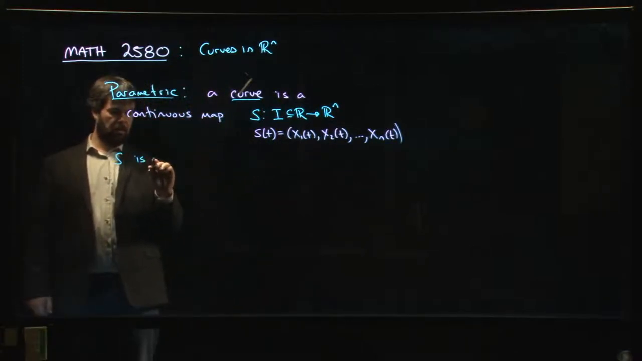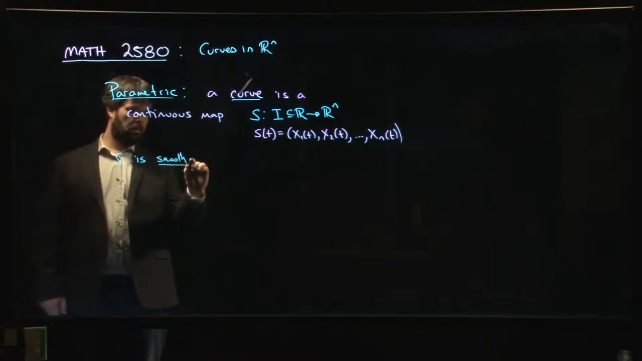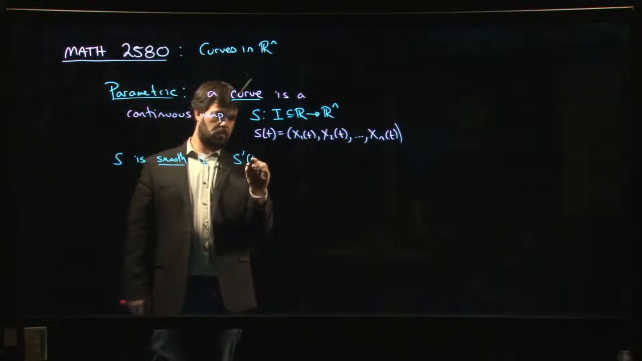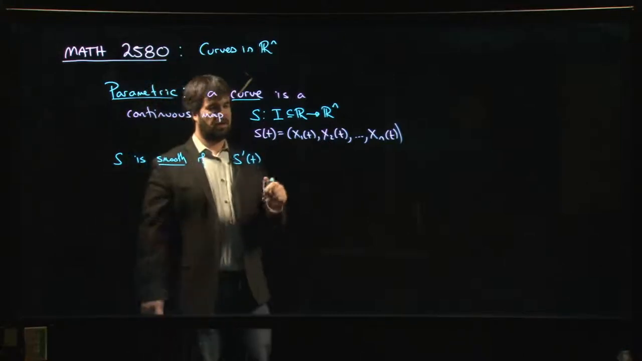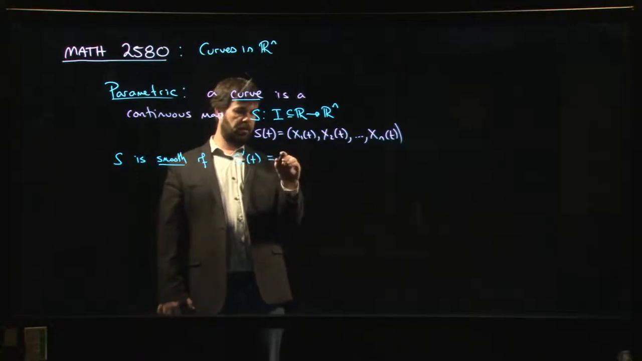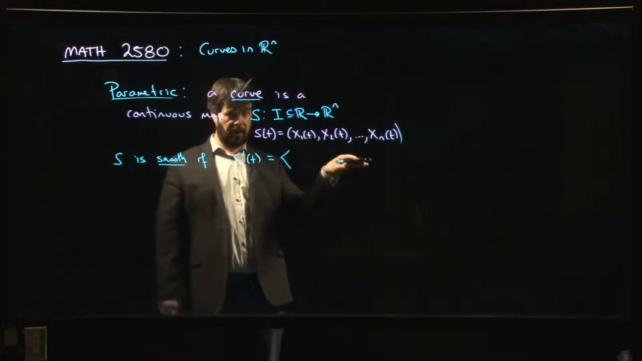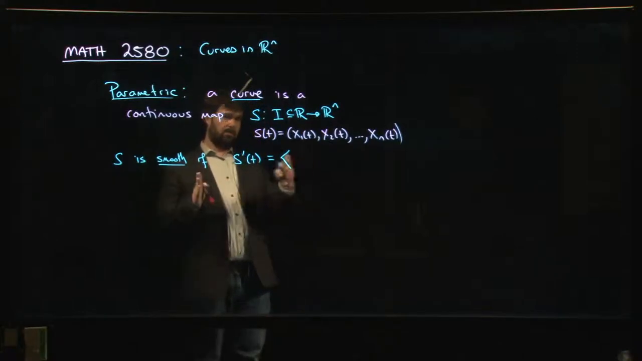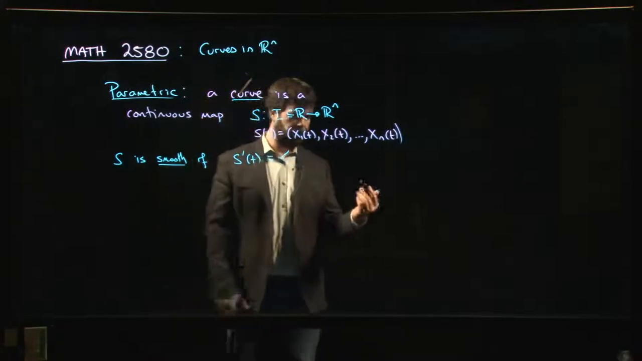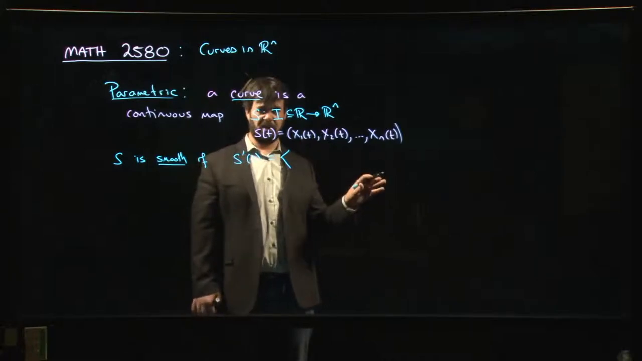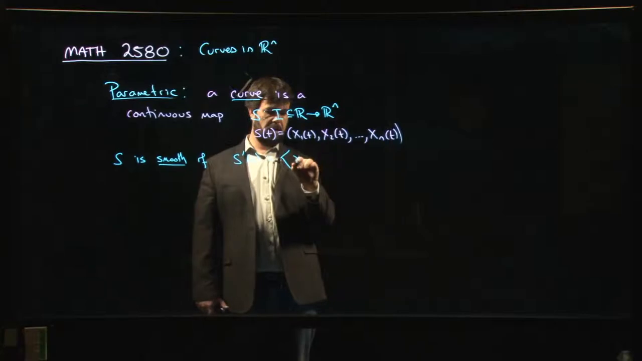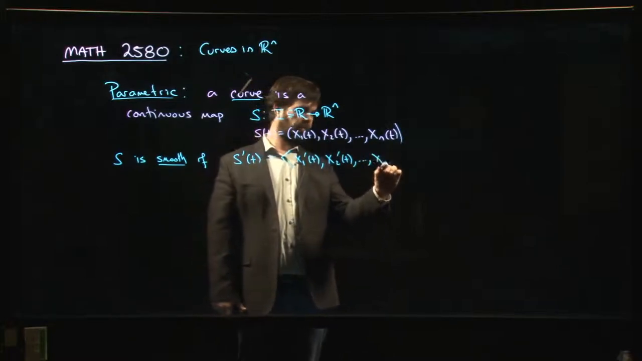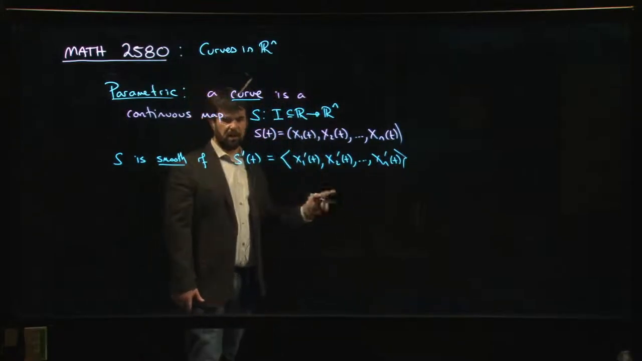How do we require that? S is going to be smooth if, in addition, S prime of t exists. Remember, the derivative of a curve is something we usually think of as a vector. You can think of the original curve as a vector if you want to, but we try to maintain the general philosophy that the original function maps points, and derivatives have to do with vectors. That's kind of the philosophy in vector calculus. To some extent, that changes a little when we get to vector fields, but let's go with it for now. So S prime, you just take the derivative component-wise: x1 prime, x2 prime, down to xn prime. Smooth means that S prime is continuous.